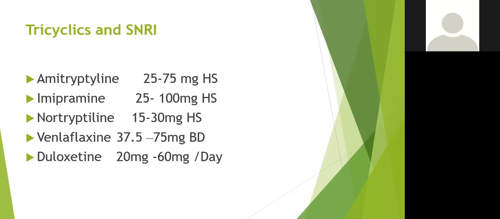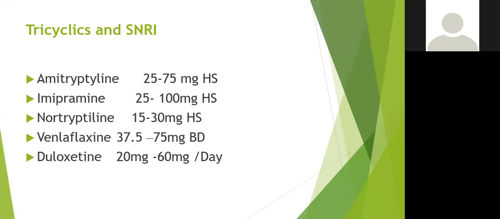So these are the names of medications. The tricyclic is an SNRA group of antidepressant that is commonly used to treat neuropathic pain. So we go with amitriptyline. We can start with 25 milligram and range up to 75 milligram HS.